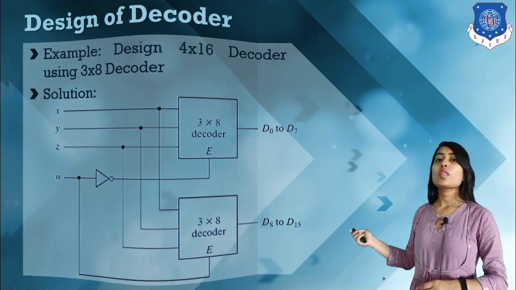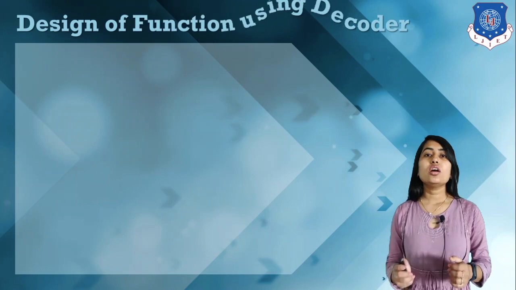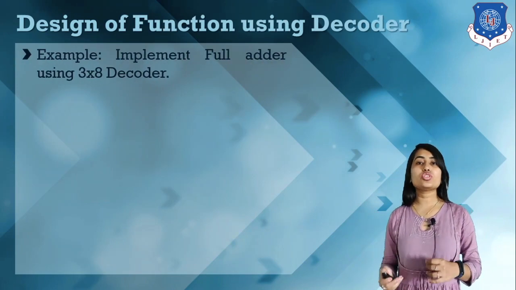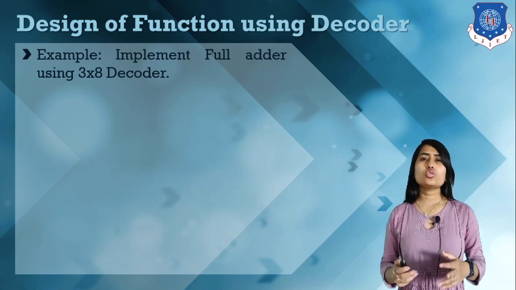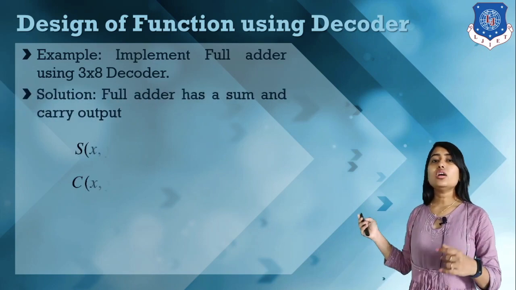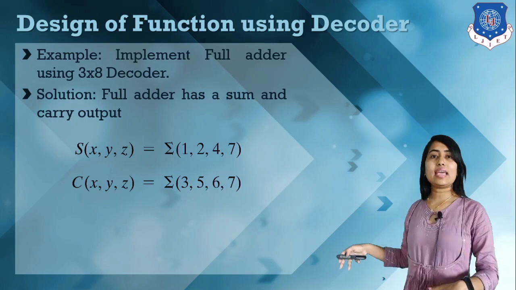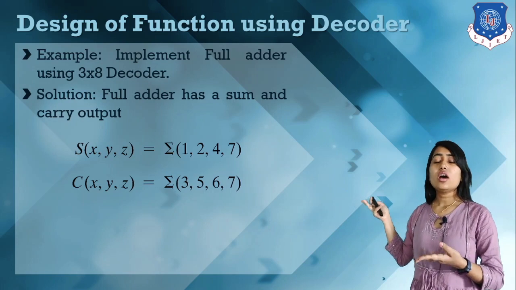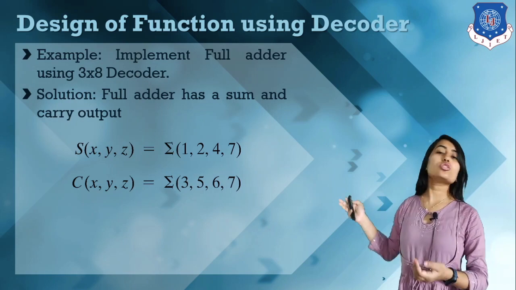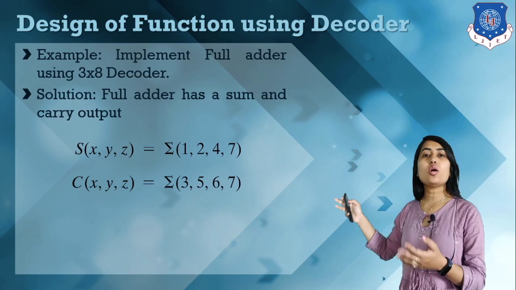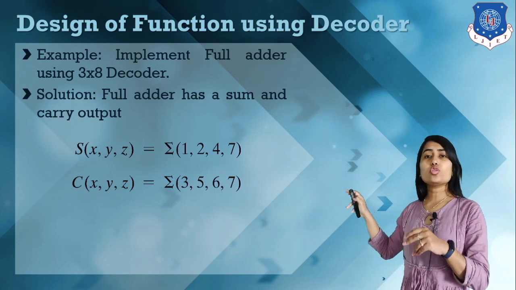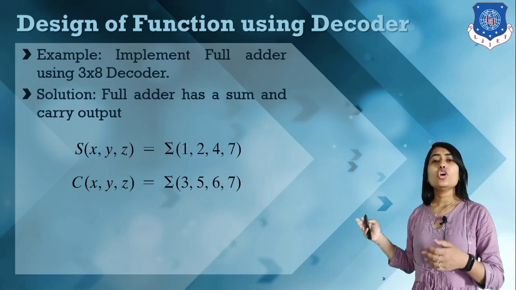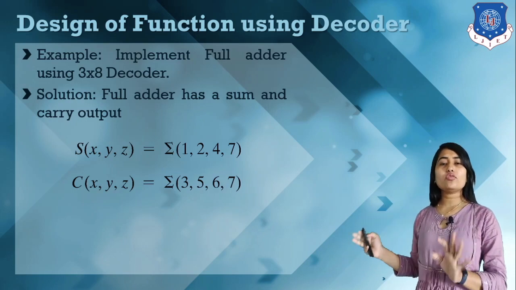Next we have function implementation using a decoder. So here we have one example: design a full adder using a 3x8 decoder. Okay, so for a full adder we have two outputs, that is sum and carry. Okay, in the sum we have this kind of expression. If we convert that into minterm form, okay, we have an expression for sum and carry. That means here we have to perform a summation of these terms. For carry we have to perform a summation of these terms. Okay, so we just have to use an OR gate with the 3x8 decoder.